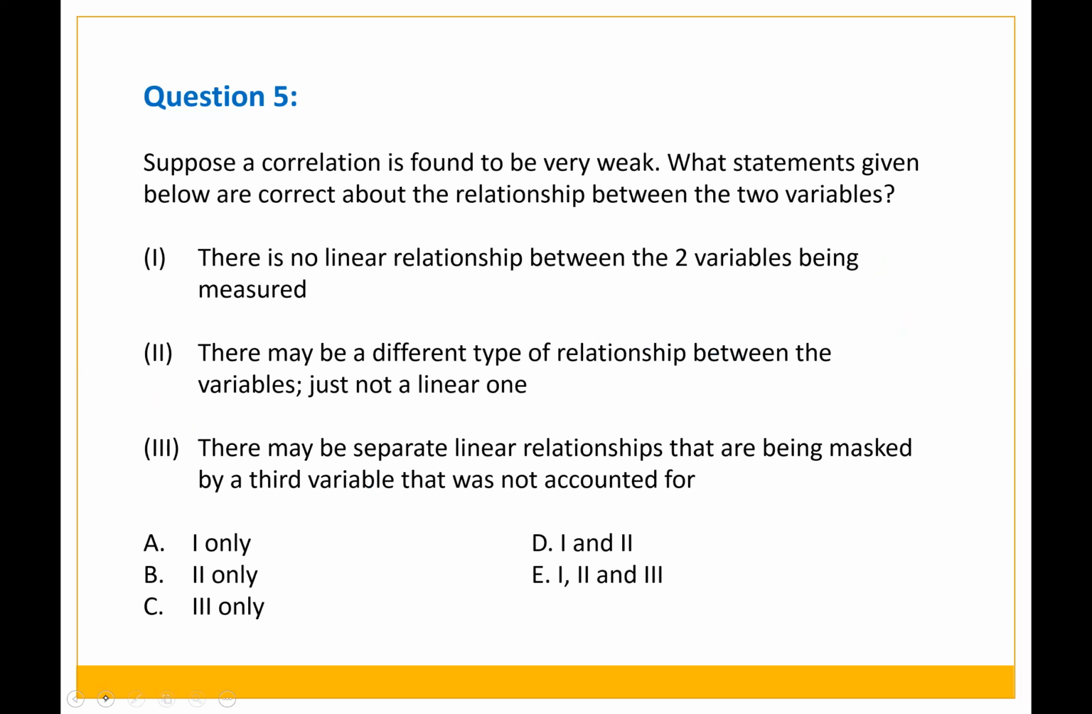So next one is question 5. Stop me if you want to work on it. Suppose the correlation is found to be very weak. What statements given below are correct about the relationship between the two variables?